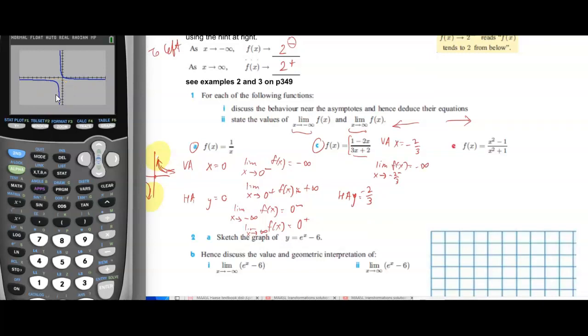And then as I approach, let's see, x is negative 2/3 from the right, what happens then? If I approach from the right, you see it goes to positive infinity. Okay, so those are the two limit statements that I made for the vertical asymptote. For the horizontal asymptote, what a coincidence, the horizontal asymptote is also negative 2/3.